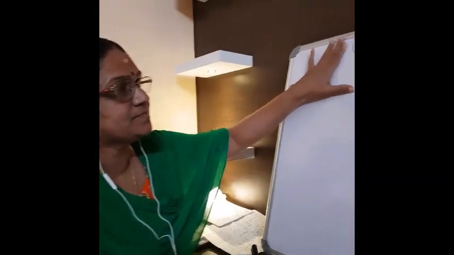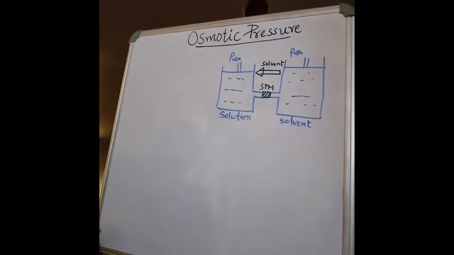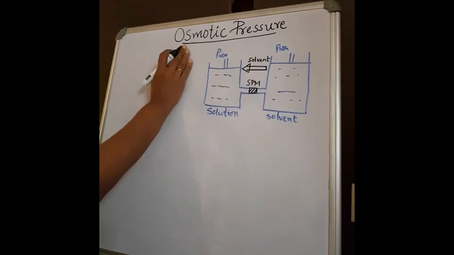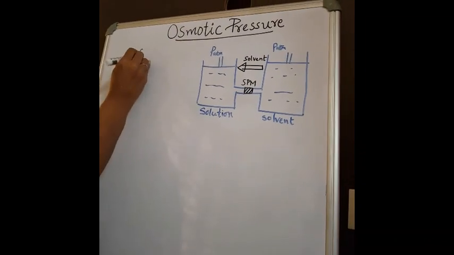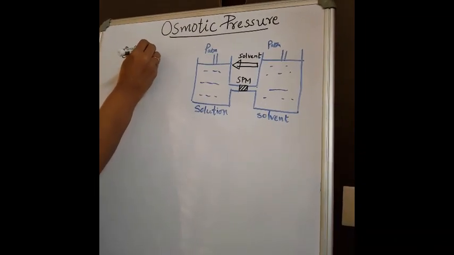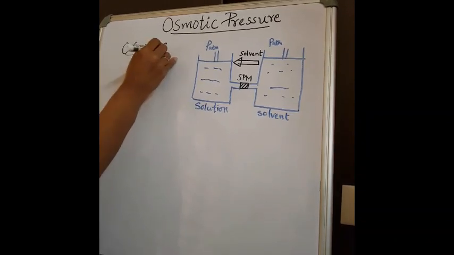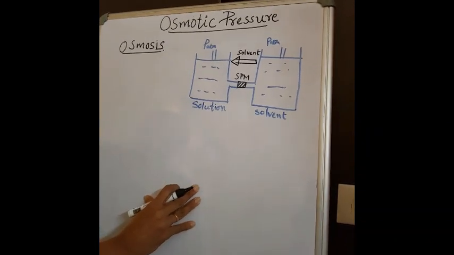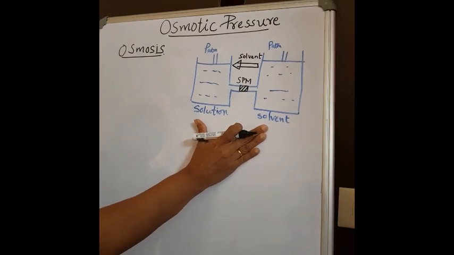Hello my dear students, today we will study the fourth colligative property, that is osmotic pressure. Before going into osmotic pressure, we will first see what osmosis is. Here is a diagrammatic representation of osmosis.